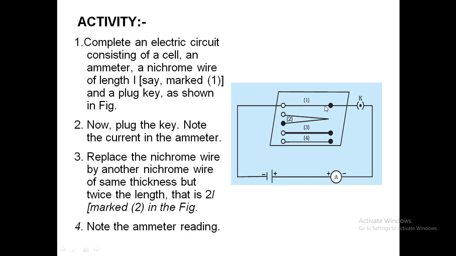When you replace wire 2 with wire 3, and if you measure the current in the circuit, you find that a greater amount of current passes through wire 3 than wire 1. That means the resistance of wire 3 is less when compared to wire 1. So what is the difference between wire 1 and wire 3? Area of cross section. So as area increases, the resistance is decreasing.